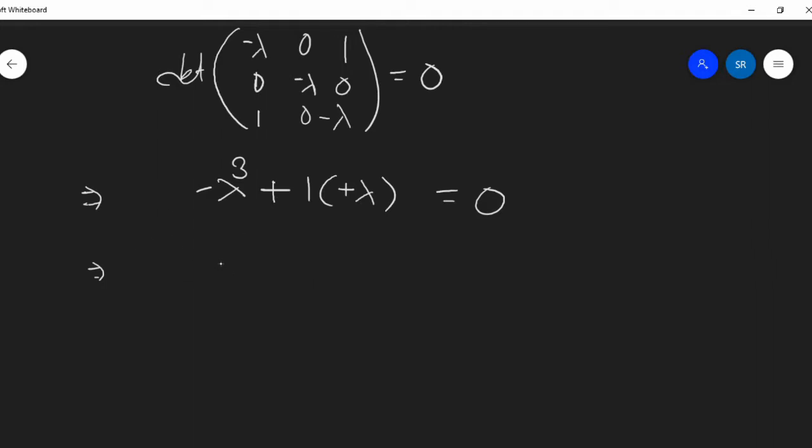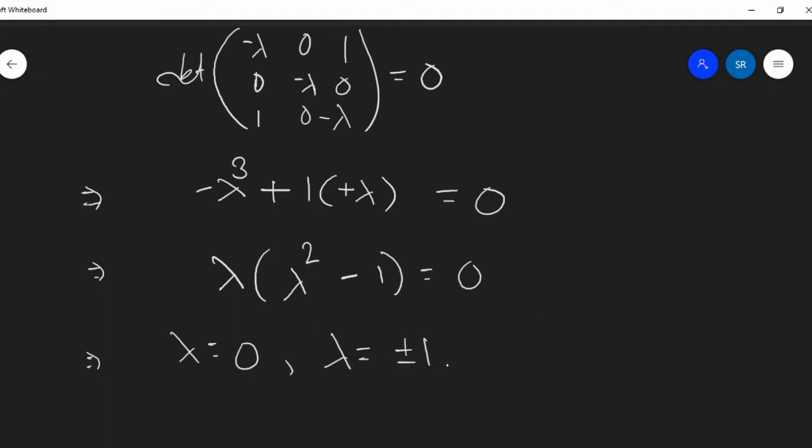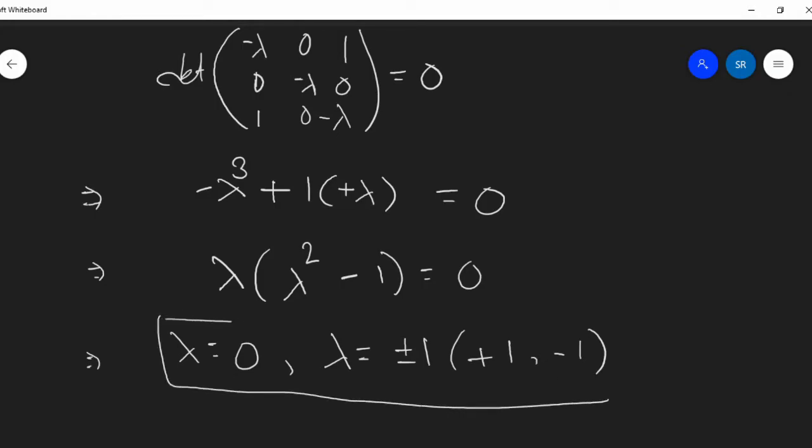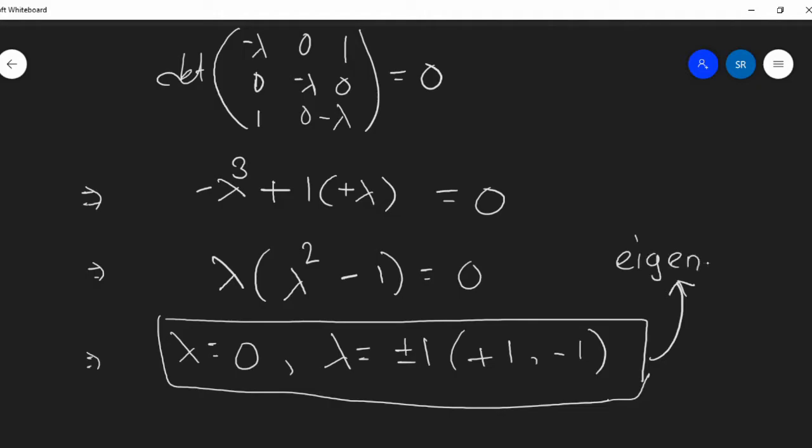So here we do our conventional thing, take lambda as our common factor, and then we have lambda squared minus 1 equals 0. This gives us lambda equals 0, and then lambda equals plus or minus 1. So let's just write 0, plus 1, minus 1. These are our eigenvalues. Awesome.